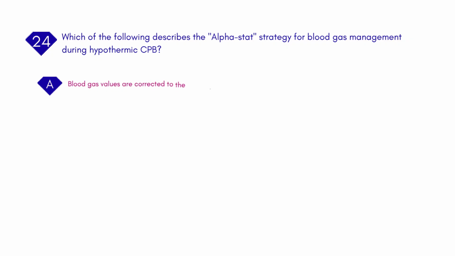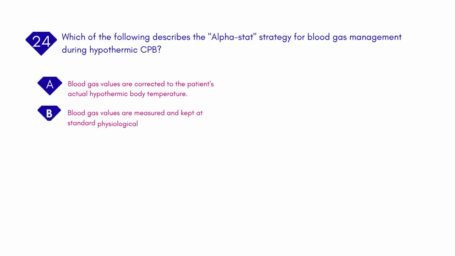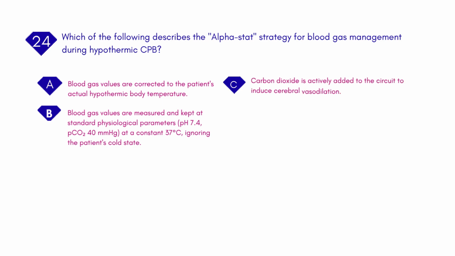A. Blood gas values are corrected to the patient's actual hypothermic body temperature. B. Blood gas values are measured and kept at standard physiological parameters, pH 7.4, pCO2 40 mm of mercury, at a constant 37 degrees Celsius, ignoring the patient's cold state. C. Carbon dioxide is actively added to the circuit to induce cerebral vasodilation. D. The oxygenator is completely turned off during cooling phases.